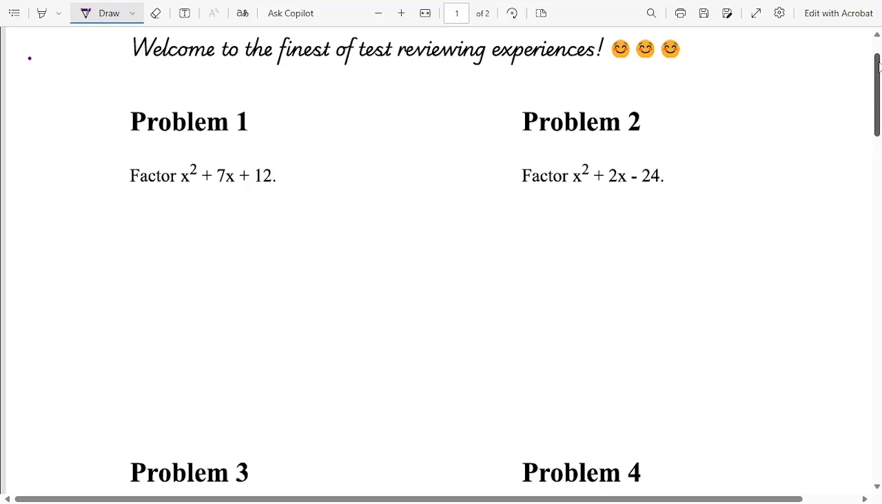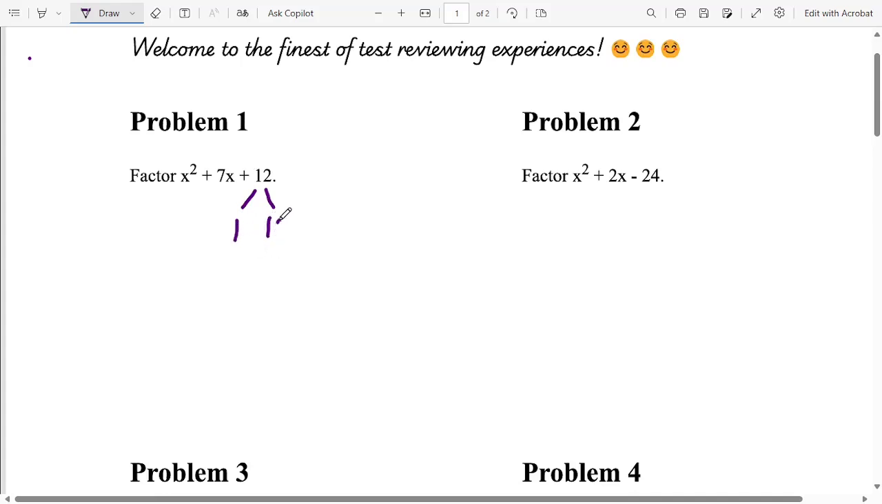So let's look at problem one. We're going to factor x squared plus 7x plus 12. This is a factoring problem where a is equal to 1, the number in front of x squared. So all we need to do is list the factors of 12, and we have a positive and a positive here, so I'm going to stick to just the positive factors.